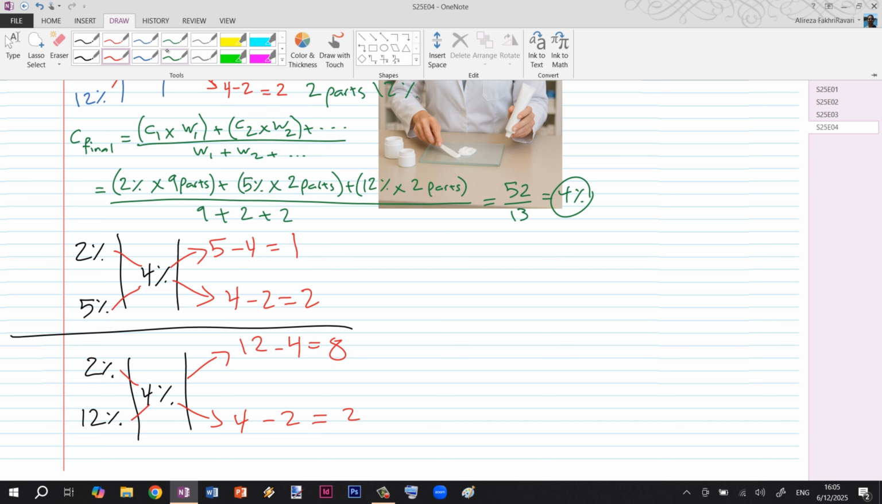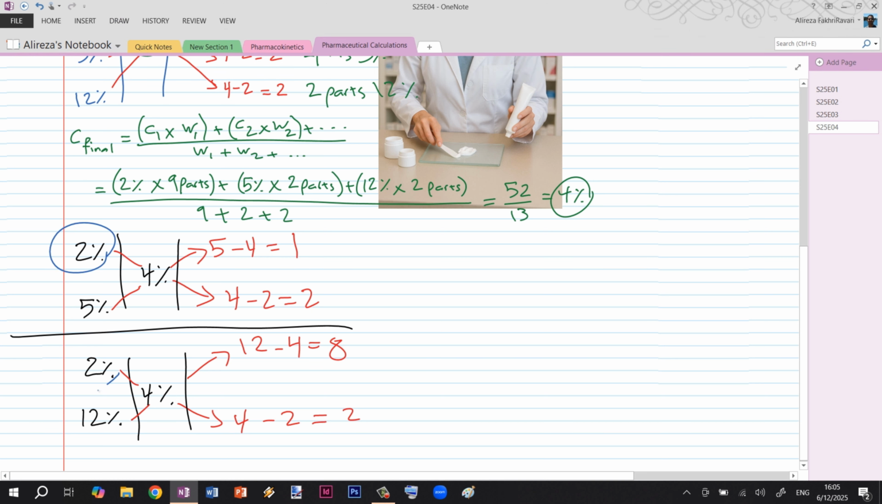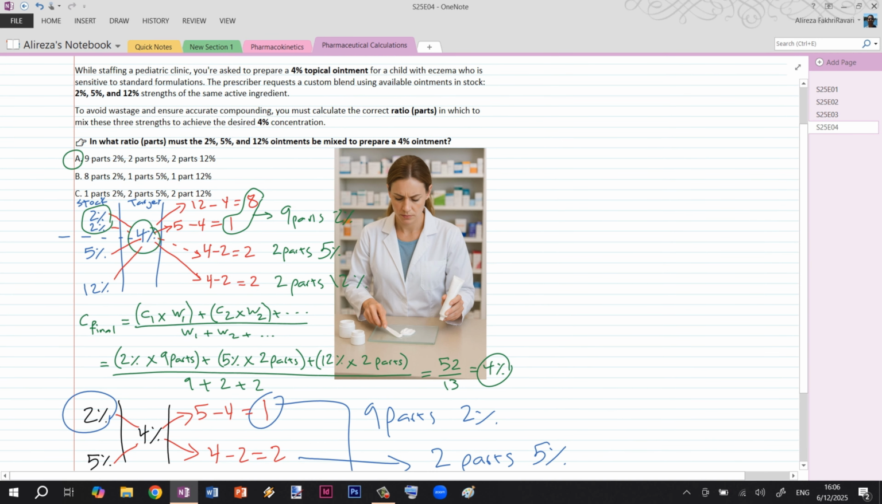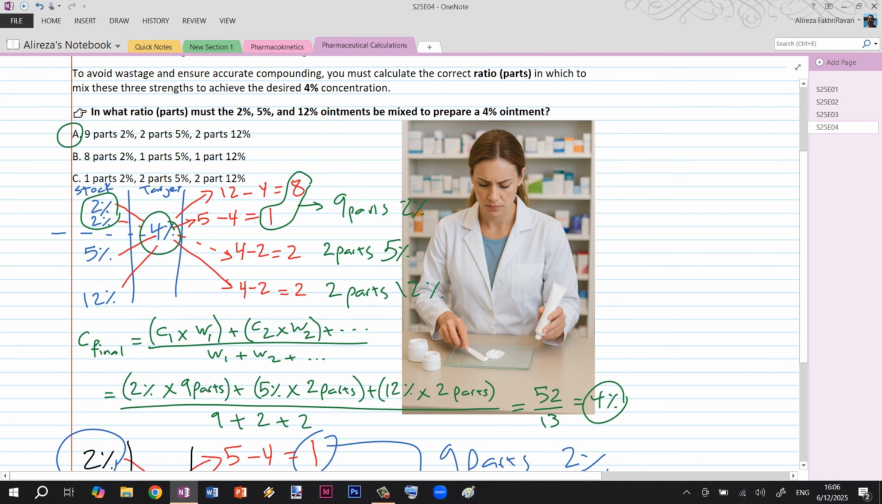Because we have 2 of the 2%, you have to add these 2. So again you get 9 parts of the 2%, 2 parts of the 5%, and here 2 parts of the 12%. It doesn't matter which way you do this, you will end up with the same answer, which is choice A: 9 parts of 2%, 2 parts of 5%, 2 parts of 12%.